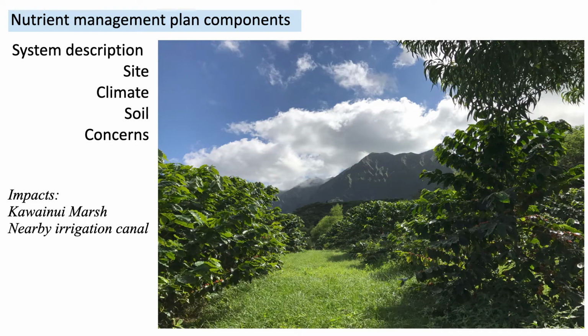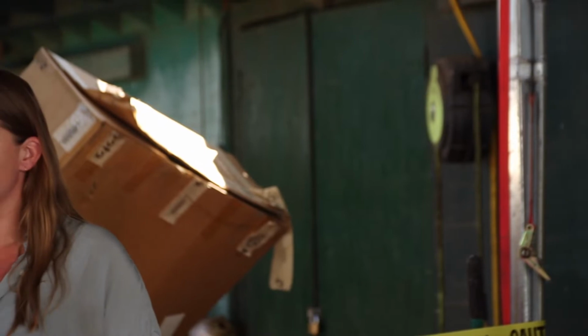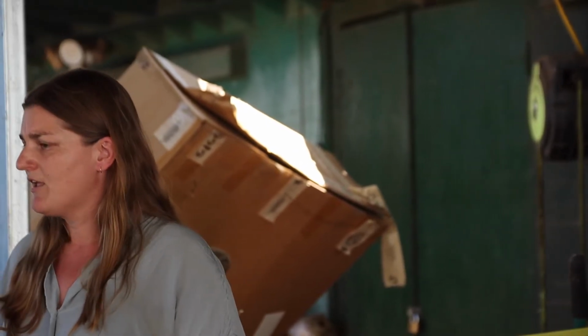And then also concerns. We like to think about what other concerns you may have, like environmental ones. For example, this is near the Kawainui Marsh that has tremendous cultural significance. It's also nearby an irrigation canal. This means we care about nutrient losses. We don't want to apply excessive amounts because that can move off farm and cause problems downstream.